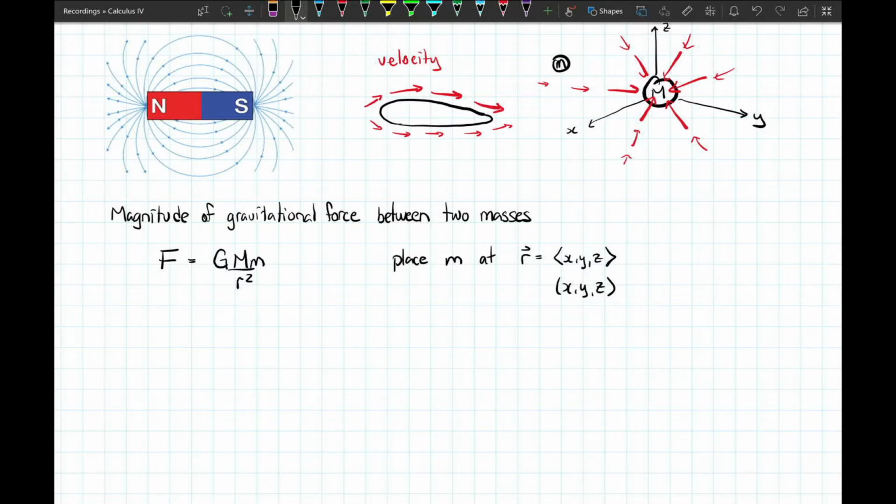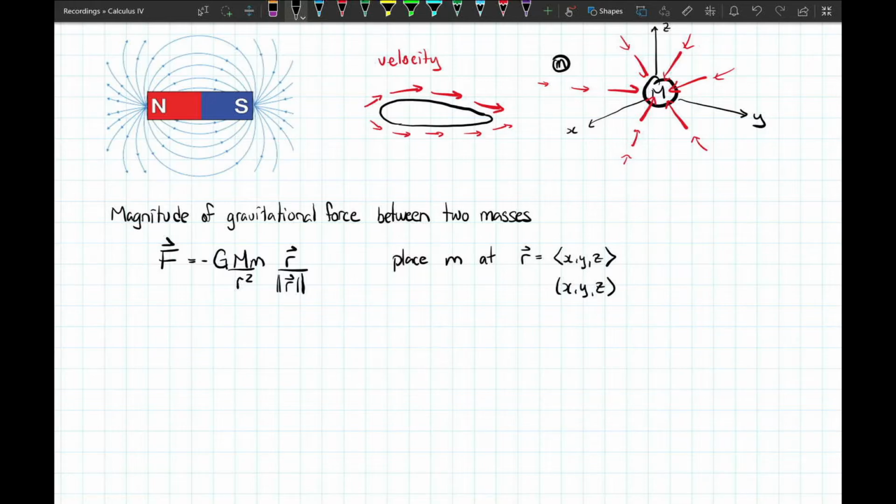Well, we want this to be pointing towards the origin. So that's going to be in the reverse direction of the position vector. To make this a vector field then, we're going to have this being in the negative direction of our position vector. But unfortunately, the position vector doesn't have a magnitude of 1. So we want to make sure that that's a unit vector. We divide that by the magnitude of that position vector.